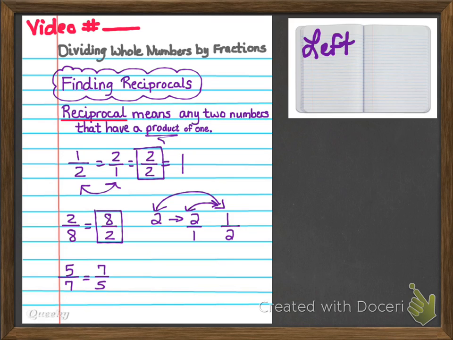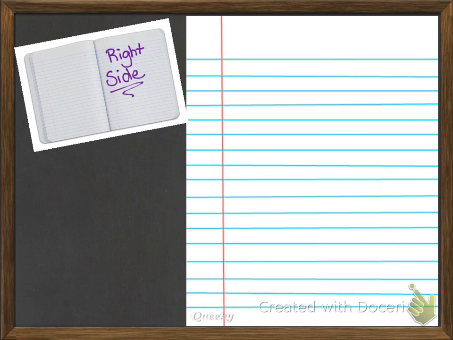7/5. If you have 3/9, its reciprocal would be 9/3. And that really is it for reciprocals. Okay, so now I want us to switch to the right side of your composition notes.